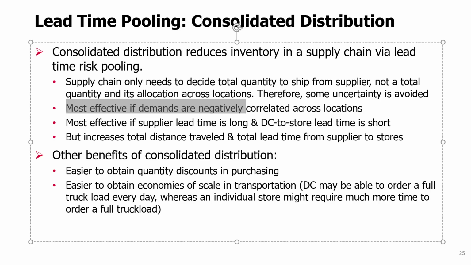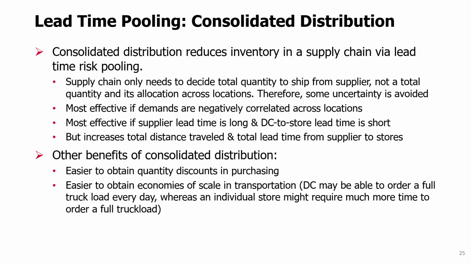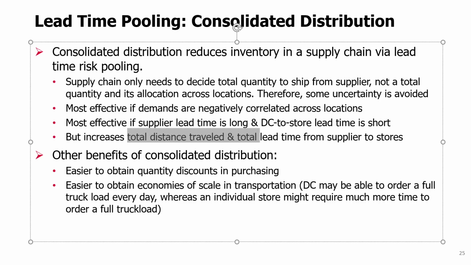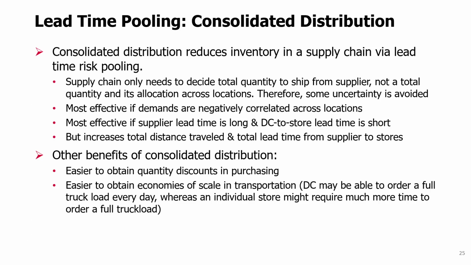It is, of course, most effective if negatively correlated demands occur at locations, right? But even if it is somewhat positively correlated, it might have benefits as we showed here. This was a case of some positive correlation, not perfect, right? And of course, most effective if supplier lead time is long and DC to store lead time is short, as we had in our example, right? Supplier to DC lead time was 8 weeks, and DC to store was just 1 week. But notice that it increases the total distance that is traveled, right? And the total lead time from 8 to 9 weeks was also increased.